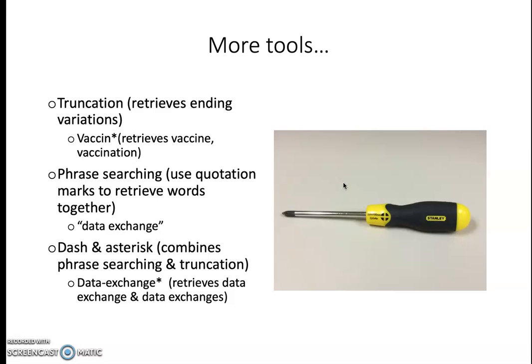But the last one here says a dash and an asterisk, so you can combine the phrase searching with the word variation function. What you do is you put a dash between the two words, and then at the end of the second word you can put an asterisk and it'll retrieve multiple endings. So for example, if I put data dash exchange with an asterisk on the end, it will retrieve data exchange as well as data exchanges.